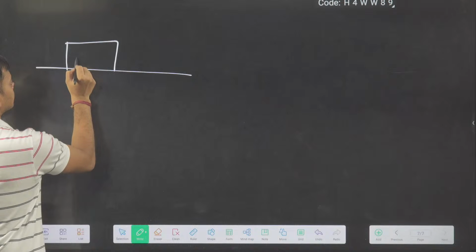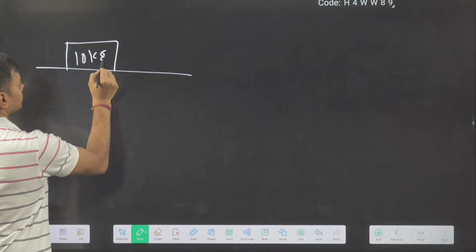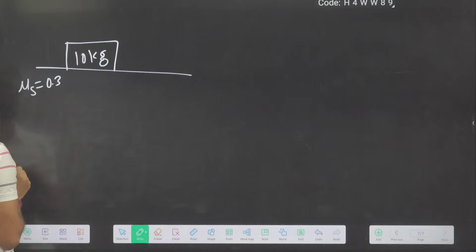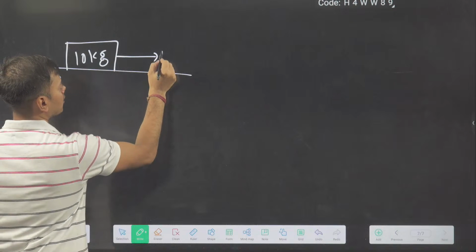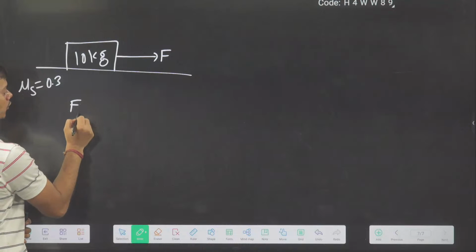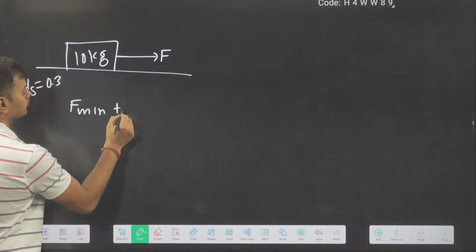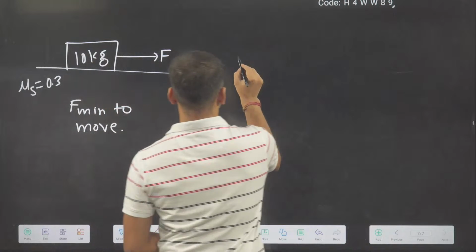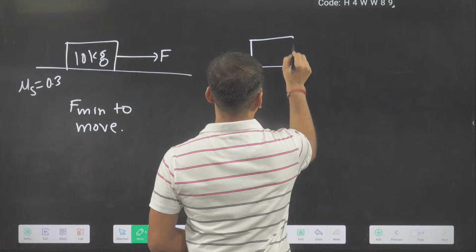Suppose the mass is 10 kg and mu s is 0.3. You have to tell me what is the minimum force needed to move the block. Keep solving in all the cases.